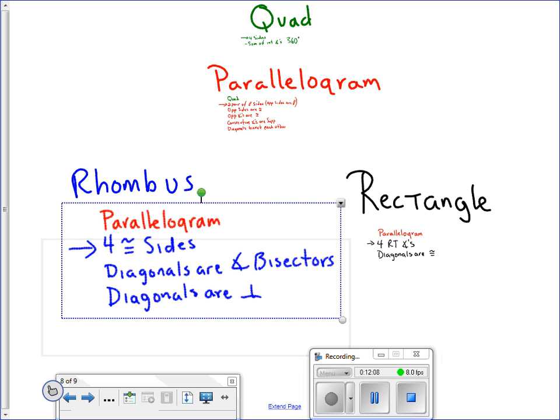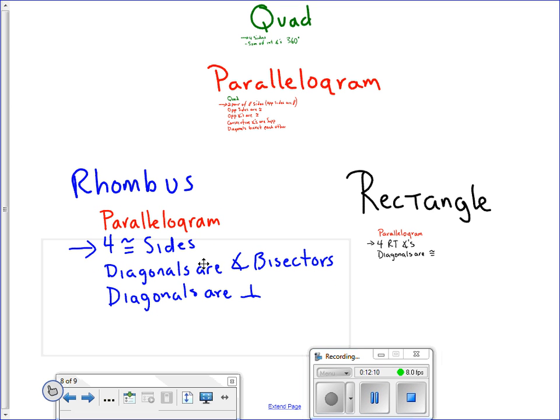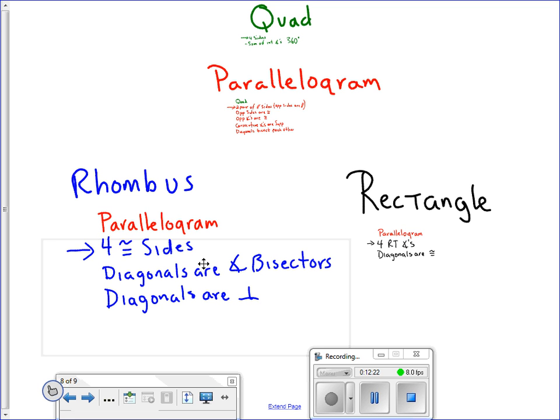All right, so next up we have a rhombus. So rhombus, because it falls under the category of a parallelogram, has all these features of a parallelogram, right? I'm just not going to list them again. But it has some new features that start off with the fact that it has 4 congruent sides, okay? In addition to that, because of that, the diagonals become angle bisectors, and the diagonals are perpendicular.